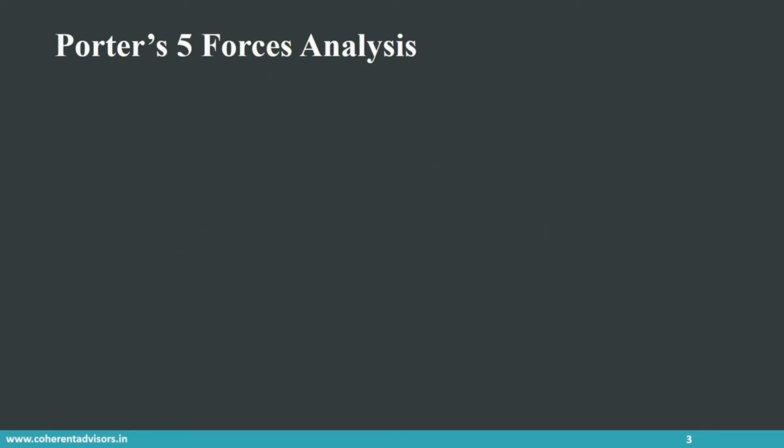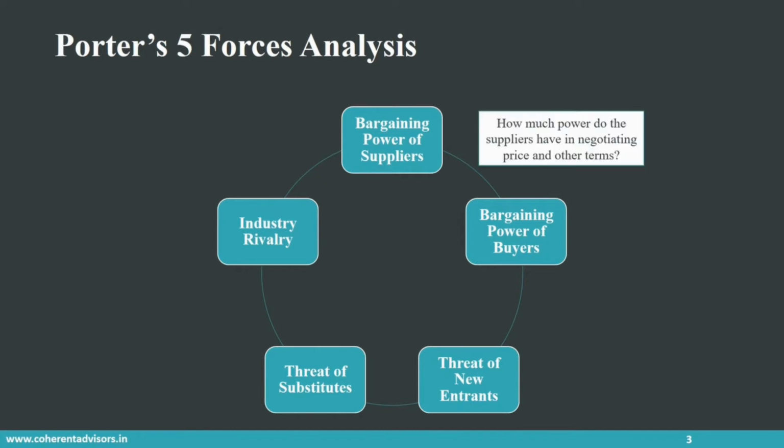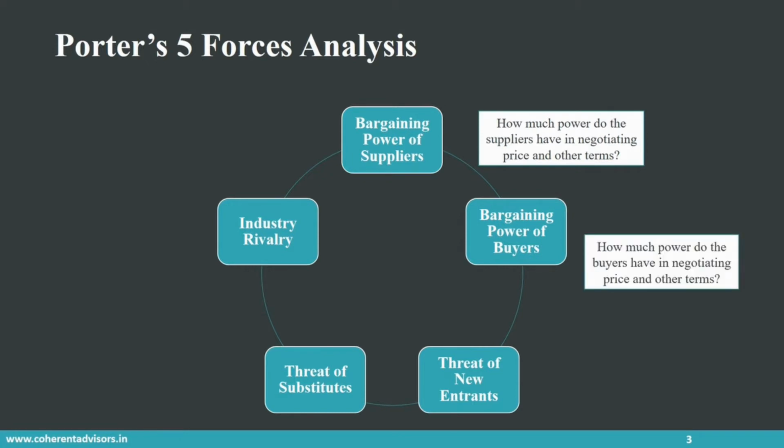Before we assess which business model suits our startup, it is always recommended to do a Porter's 5 forces analysis. This framework sets out 5 forces to see which of them is advantageous and which might cause difficulties for our business. The first two, bargaining power of suppliers and buyers, helps to determine how much power do these players have in negotiating the price and other terms.